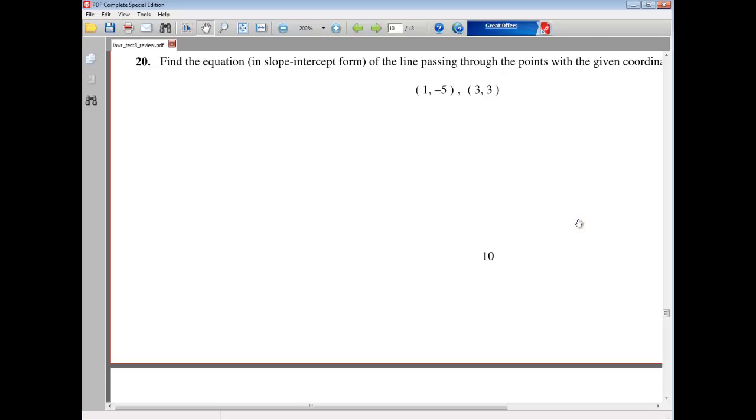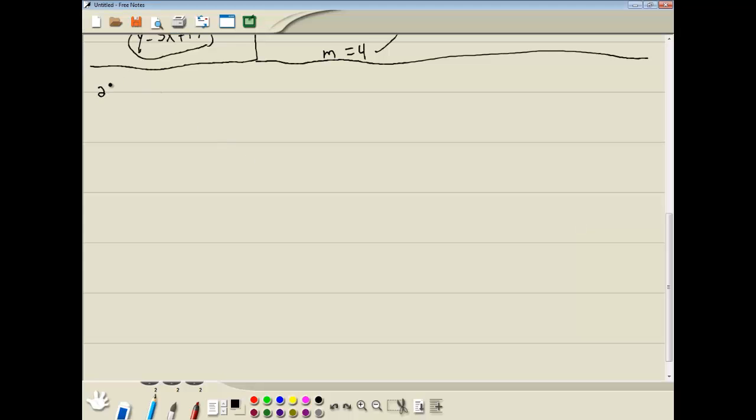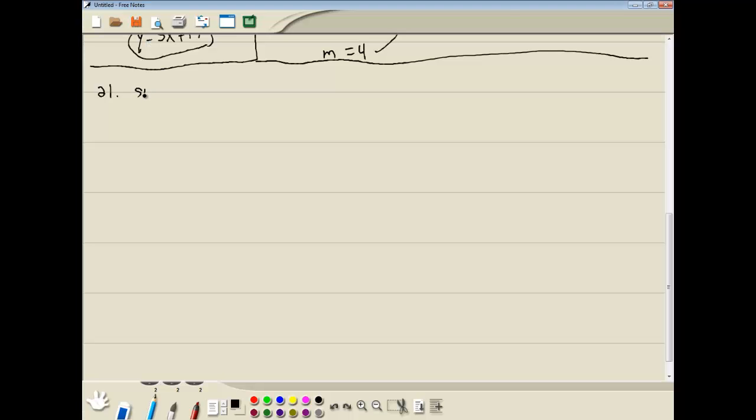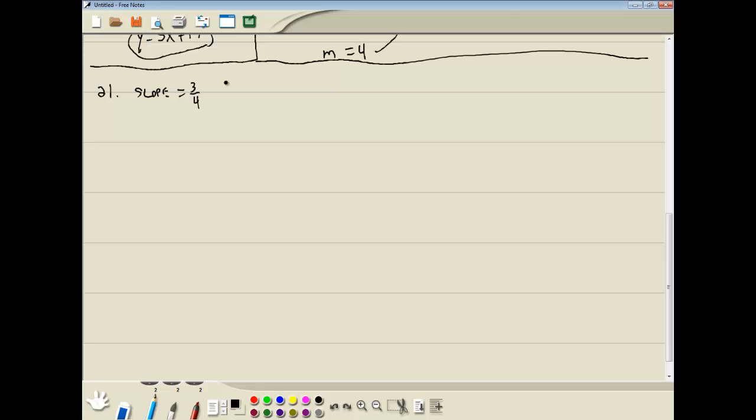Okay, 21. Find the equation, slope-intercept form, given slope, passes through the point. Okay, kind of same instructions. So they tell us slope is 3/4. And it goes through 4, negative 3. Okay, step 1.